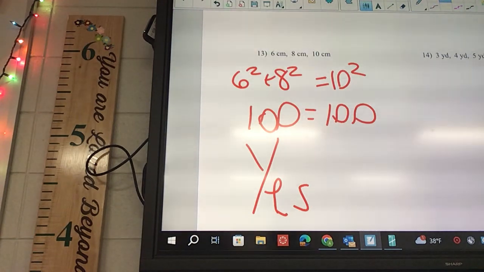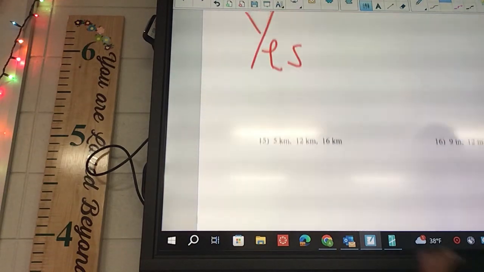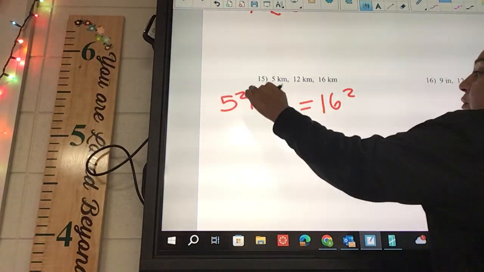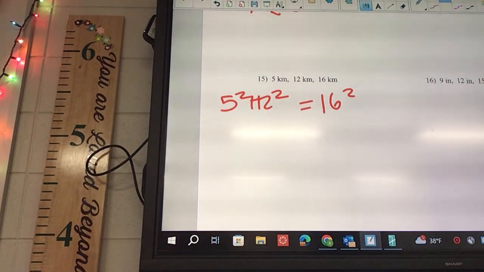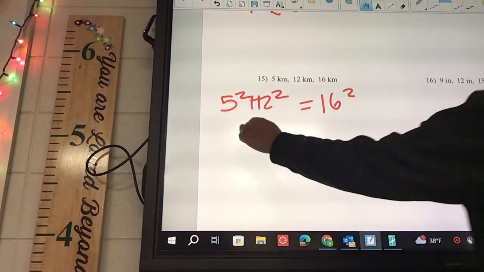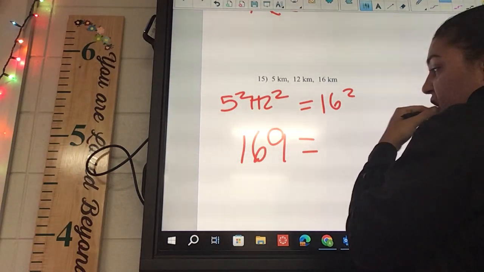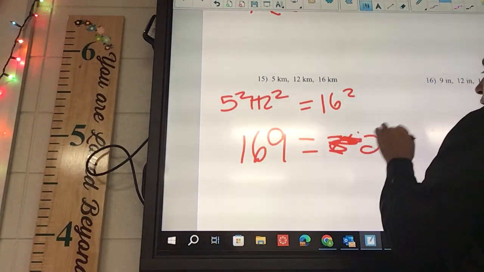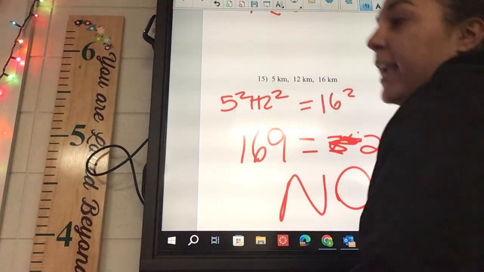Number 15. Which one is going to be my C? 16. So you're going to get 16 squared on one side, and 5 squared plus 12 squared on the other side. What's 5 squared plus 12 squared? 169. What is 16 squared? 256. So this one's going to be a no. You guys have number 8 to do. Go through and get your 8 done, and then you're done for today.